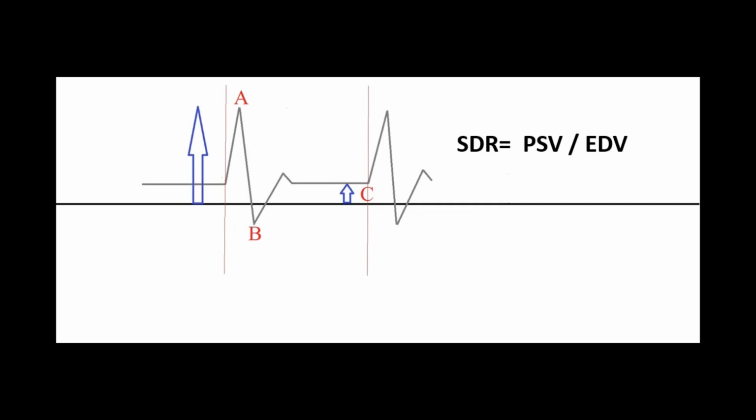One such parameter is the SD ratio or systolic diastolic ratio, which is the ratio of the peak systolic velocity to the end diastolic velocity. Next is the resistivity index, that is the ratio of the difference between peak systolic velocity and end diastolic velocity to the peak systolic velocity.